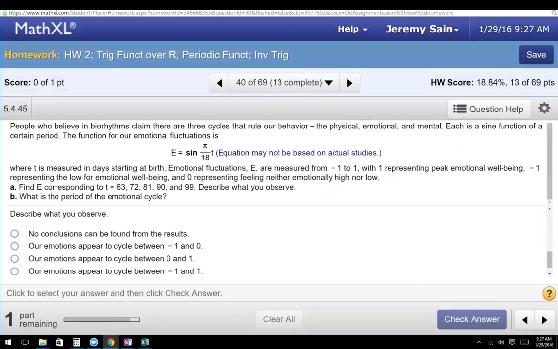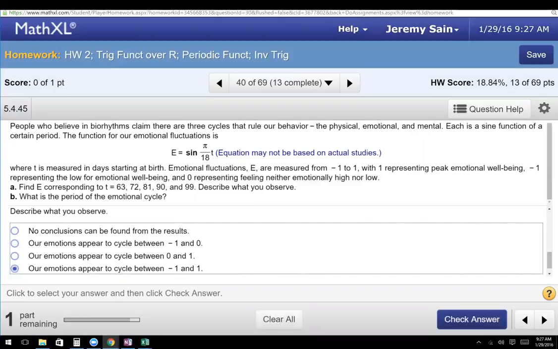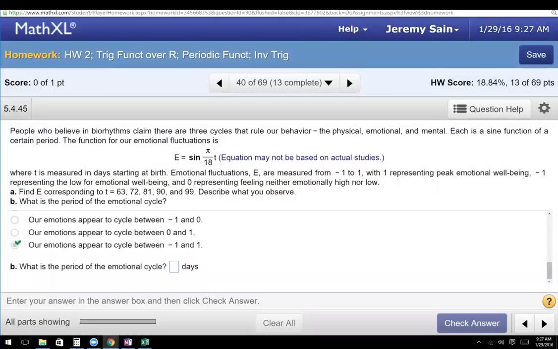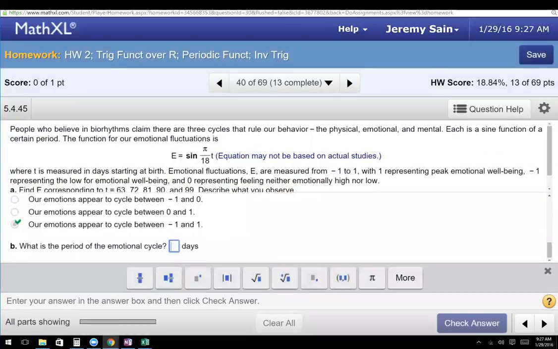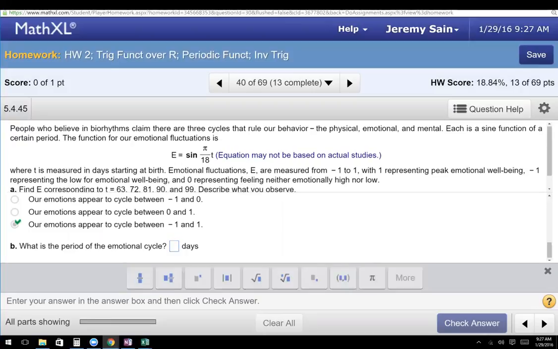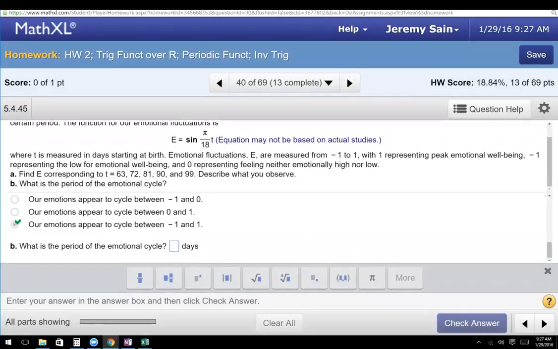So what do you observe? Our emotions cycle between -1 and 1. What's the period of the cycle? Period means when it starts repeating. So it's 4 days? Yeah, the first time it repeated, at 63 it was -1, and at 99 we were at -1 again. So how far is it from 63 to 99? Close. What is 99 minus 63? Let's try 36.